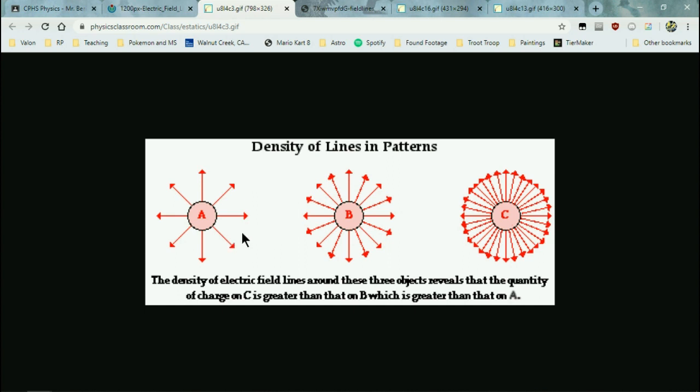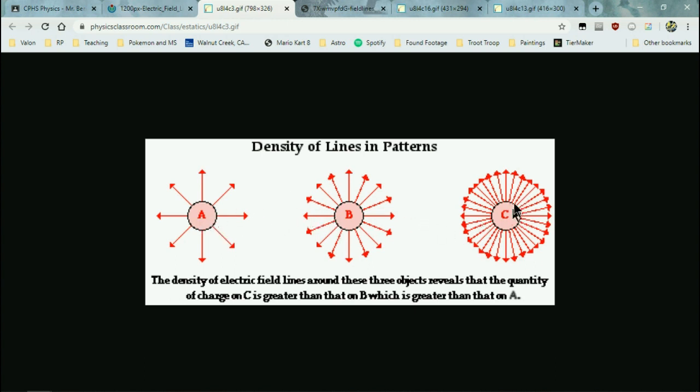But so, for example, if this was a plus 10 microcoulomb charge, this is twice that, I think. 1, 2, 3, 4, 5, 6, 7, 8, 9, 10, 11, 12, 13. Yeah, so this is 8 lines, this is 16 lines, which means whatever the strength of this charge is, it's going to be twice the strength of this charge. Okay, so it's proportional, right? And so you can see how that kind of works there.